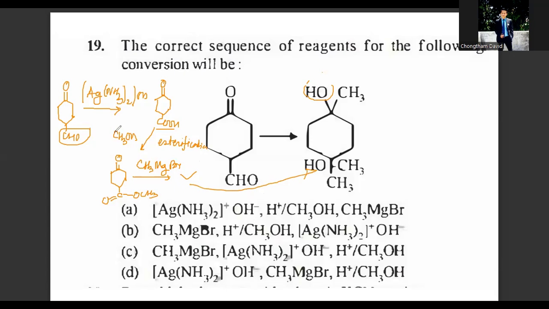So a sequence of reactions is given. You have to identify the sequence. The correct answer to question number 19 will be Tollens reagent followed by addition of methanol for esterification, then Grignard's reagent. This is the answer.